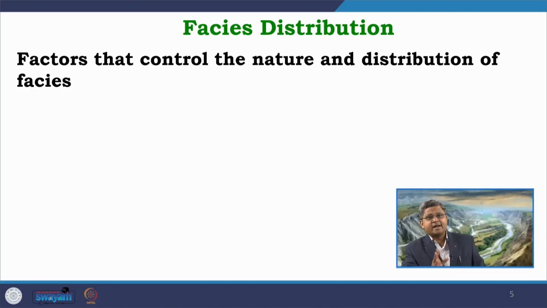So, definitely there are different factors that control the nature and distribution of the facies, and understanding them in different orders, in different scales is very much important for proper interpretation of the depositional environment. So, what are those factors?